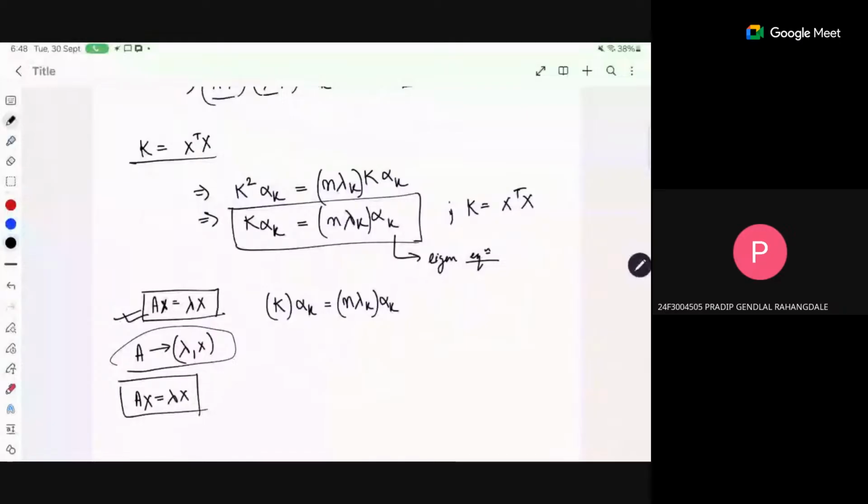Right? So same thing we are seeing over here. What we're saying is that K is my matrix, so we can think of alpha k as the eigenvector for K, and n lambda k as the eigenvalue for K. Okay. So now once we have this, what can we do?